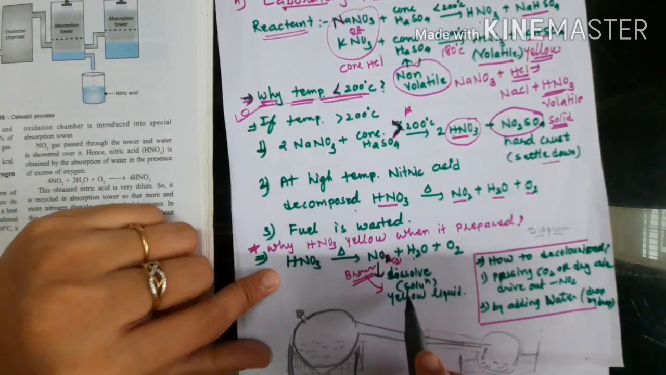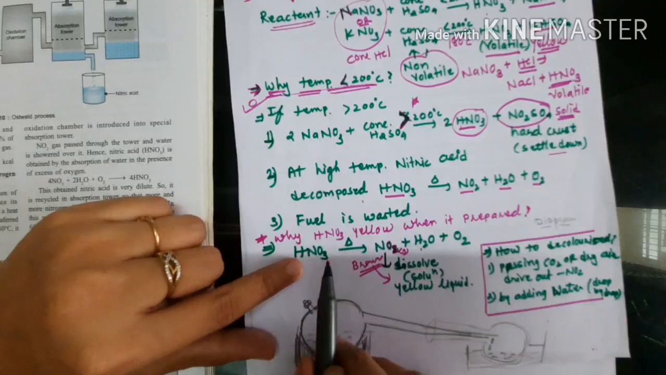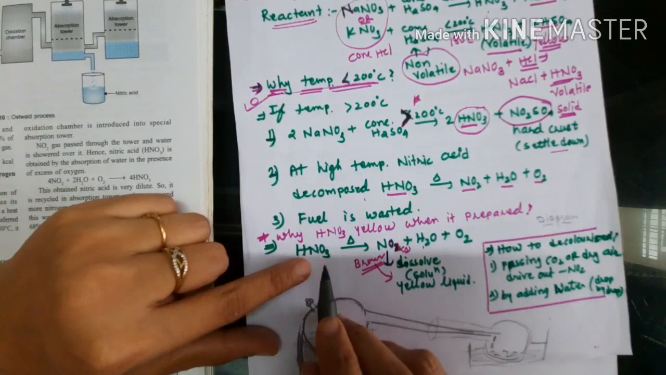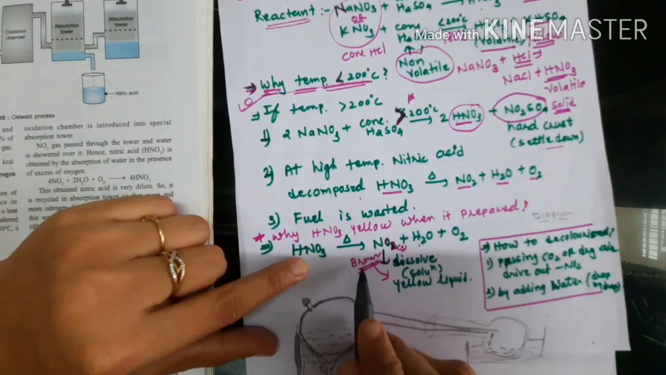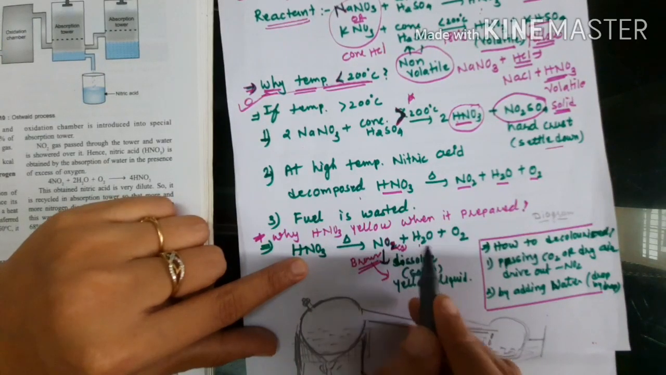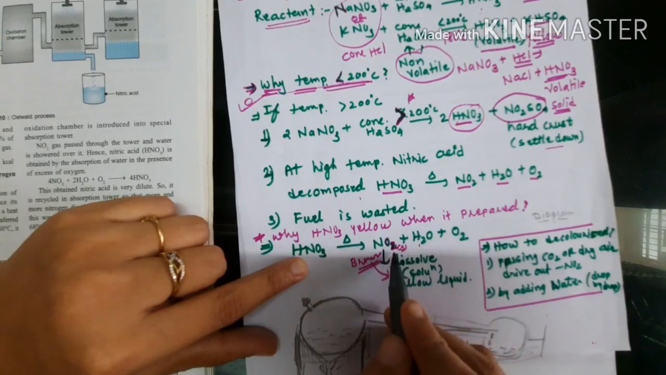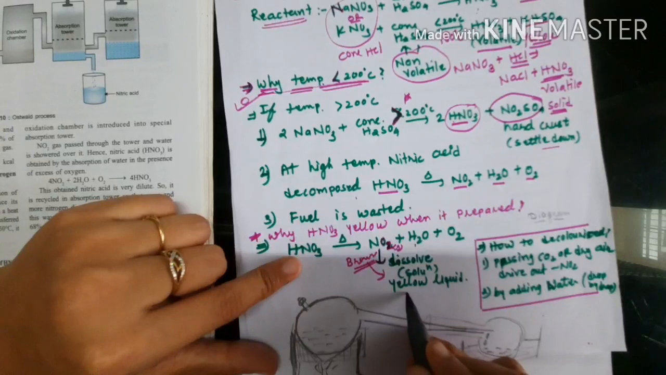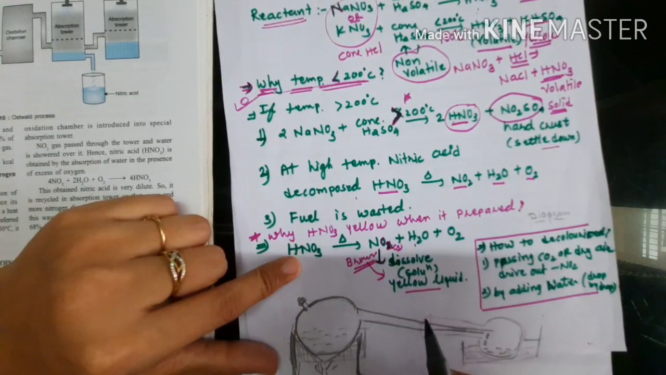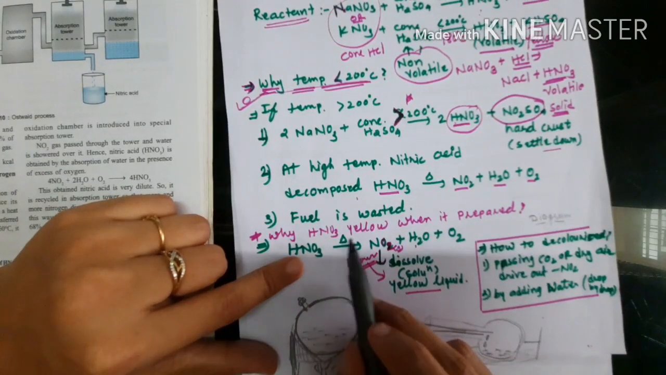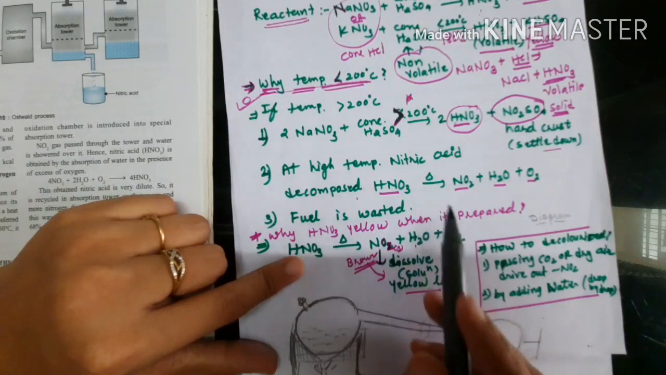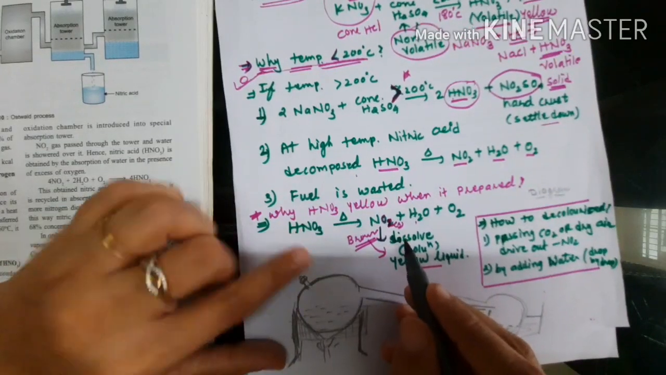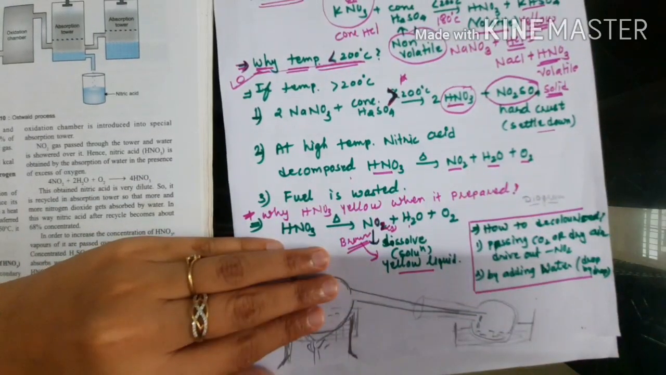So you can write this: at that temperature, when the nitric acid is formed, a little amount of the nitric acid will be decomposed into nitrogen dioxide gas, water and oxygen, and nitrogen dioxide is brown in color, which dissolves and forms a solution, and that solution is yellow in color. So that is why a little amount of this solution is dissolved in the HNO3 that we are producing.